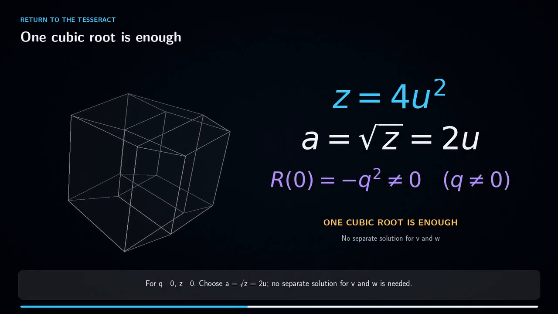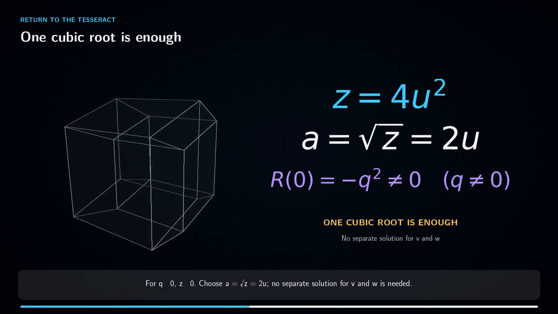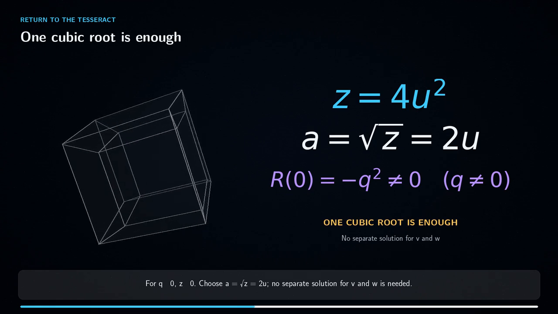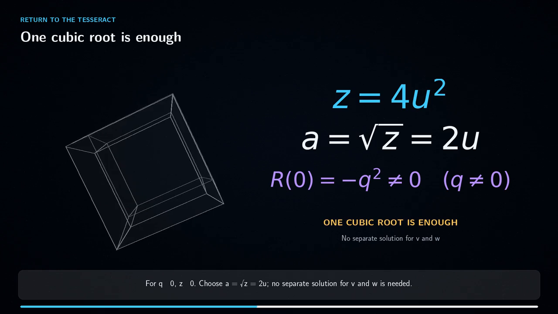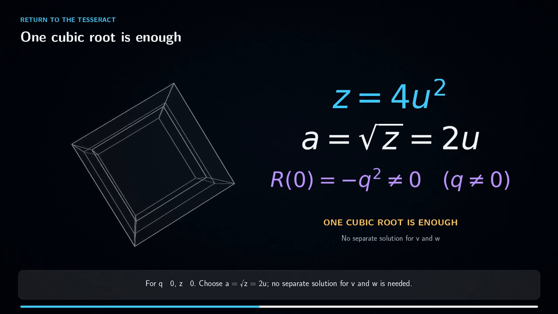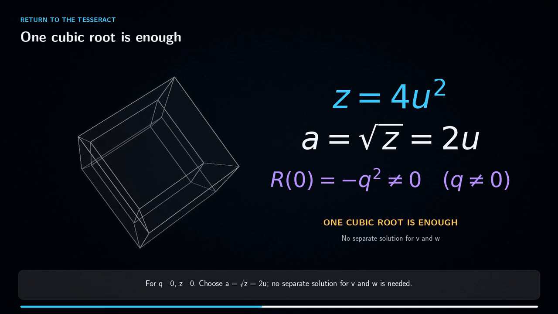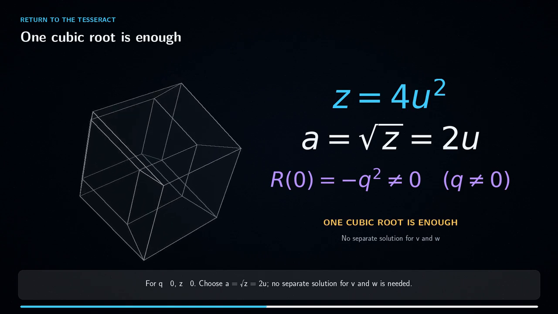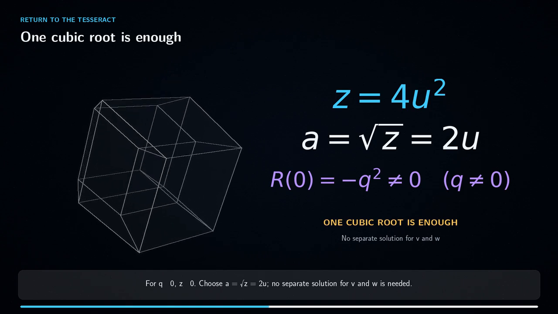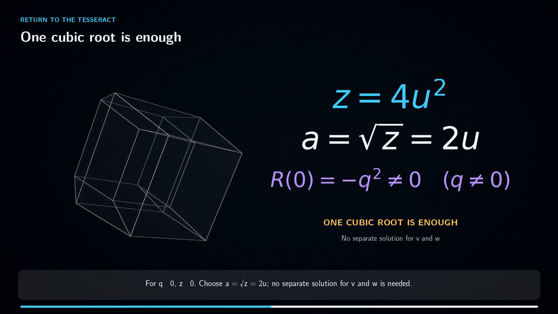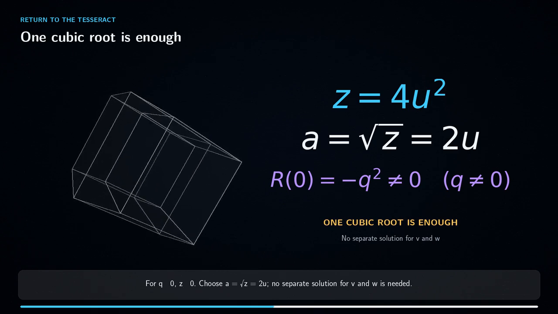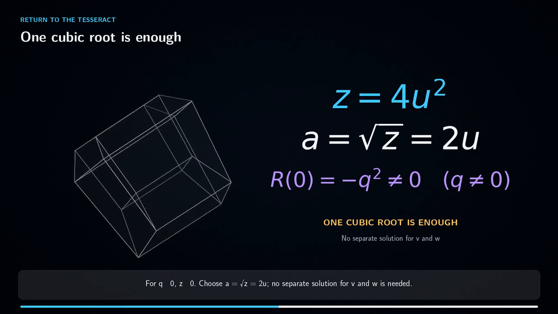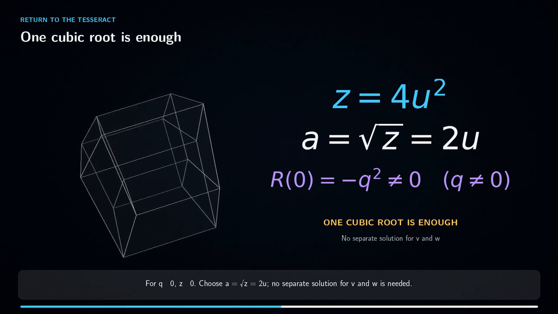Assume q is not 0. Then 0 cannot solve the resolvent, because its constant term is minus q squared. Set i equal to the square root of z. Geometrically, i equals 2u, so one cubic root selects one slice width. We do not need to solve separately for v and w, and we do not create a sextic. From here on, only square roots remain.